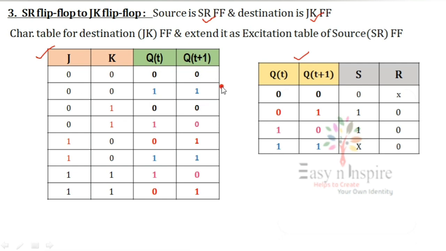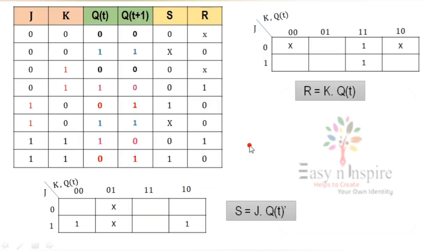0, 0, 0, 0. Here you need to mention combinations of S and R. For 0 0, S is 0 and R is X. Again here S is 0, R is X. 0 1 here, 0 1 here. 0 1 1 0 1 0 1 0. Similarly, place the remaining and draw the extended table. So this is the characteristic table extension. Now, from this table, consider these three values. I have already explained, don't consider Q of t plus 1. Just up to Q of t you need to consider.